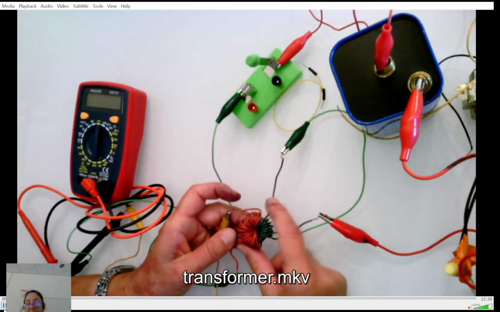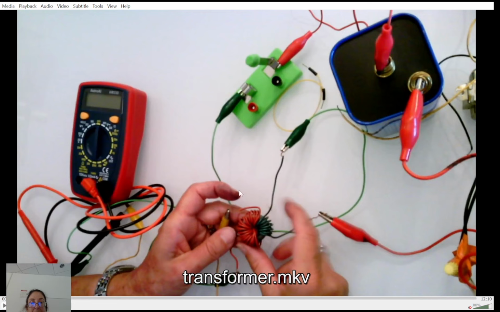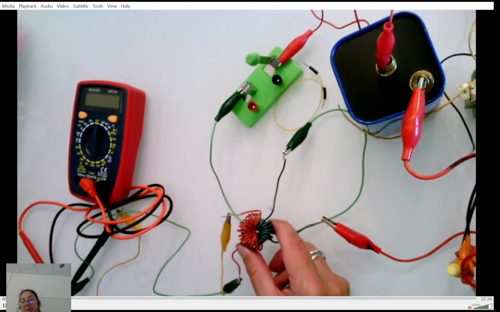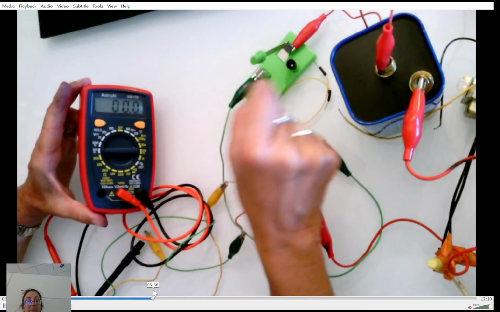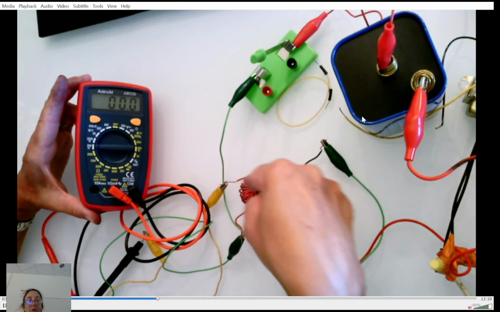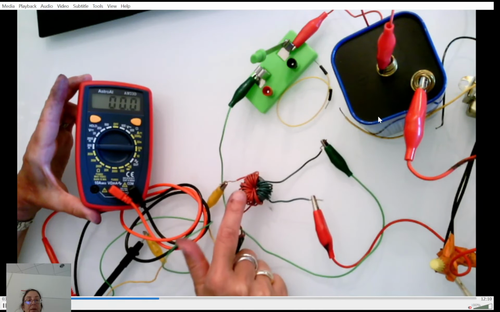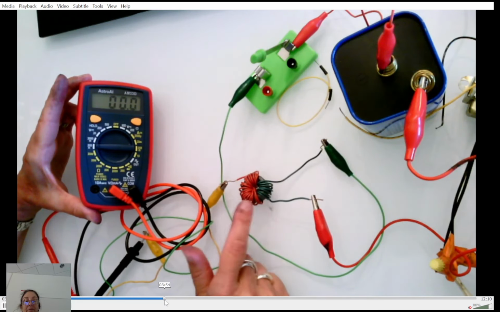Hi guys, so here I did it, but that way it works, right? So I want to show you. On one side, I'm gonna have the power supply, and on the other side, I'm gonna see if I can induce an EMF.